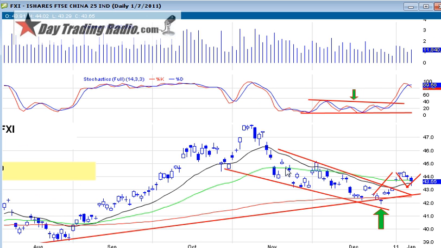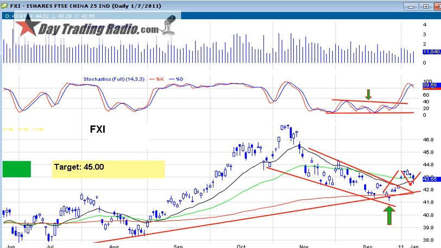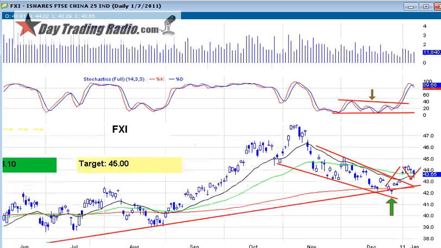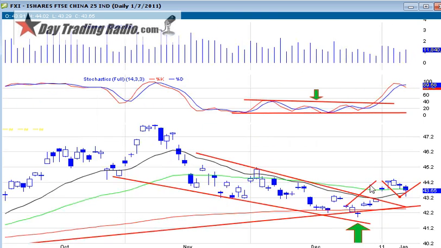Just want to show you the FXI. We talked about that setting up, and it did have a nice breakout on, I think it was Monday, Tuesday, Wednesday, Thursday, Friday, yeah. So on Monday, because you really couldn't get that breakout. That was on the watch list for a buy trigger of 43.10. So it kind of gapped above that and went up to 44.50. Target was like 45. You know, Chinese stocks still look good right now. No call on this one this week. I wouldn't re-add it to the watch list.